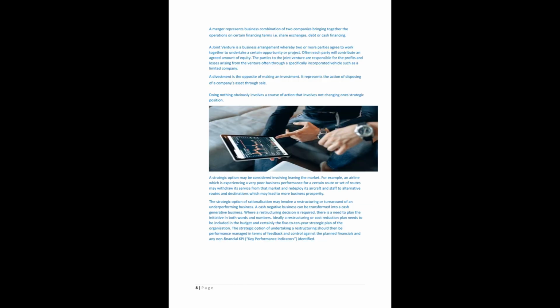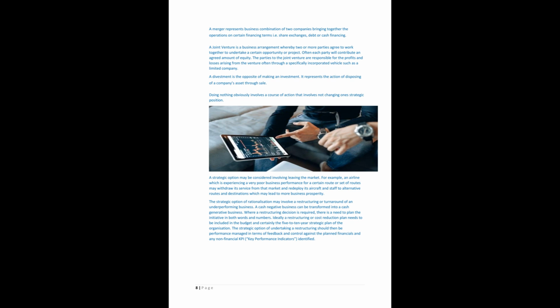A merger involves combining two companies by bringing their operations together under agreed financial terms, which could include share exchanges, debt, or cash financing. A joint venture, on the other hand, is an arrangement where two or more parties collaborate on a specific project or opportunity, usually contributing agreed equity and sharing in the profits or losses through a separate legal entity like a limited company. Divestment means selling off a company's asset, essentially the opposite of investing.